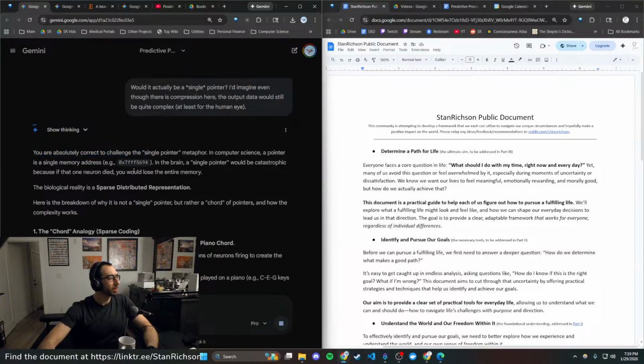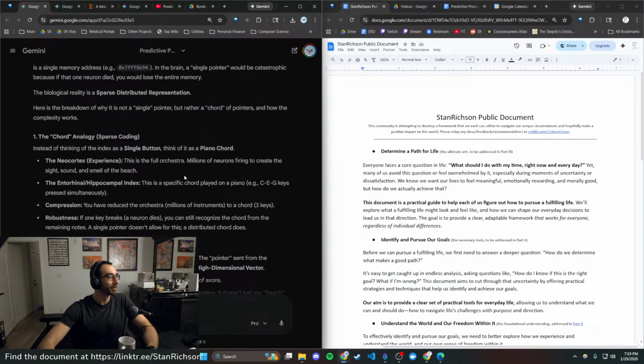Okay, yes, you're absolutely correct to challenge the single pointer metaphor. In computer science, a pointer is a single memory address. In the brain, a single pointer would be catastrophic because if that one neuron died, you would lose the entire memory. The biological reality is a sparse distributed representation. A chord of pointers, and how the complexity works. Instead of thinking of the index as a single button, think of it as a piano chord.